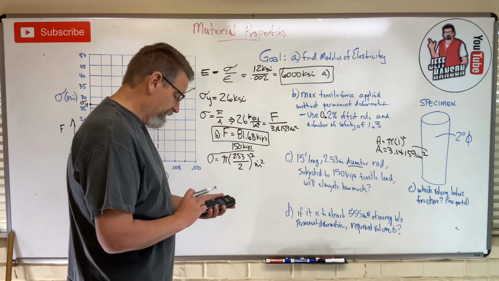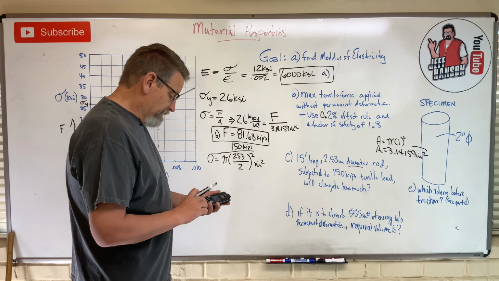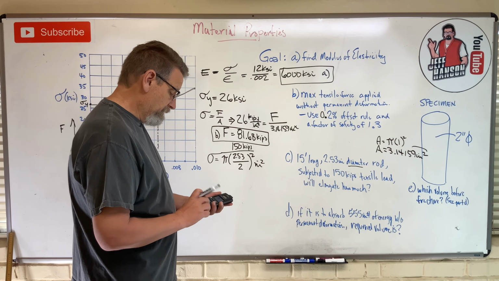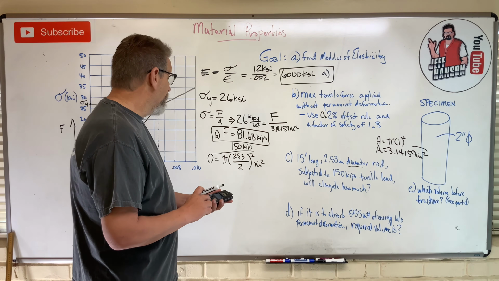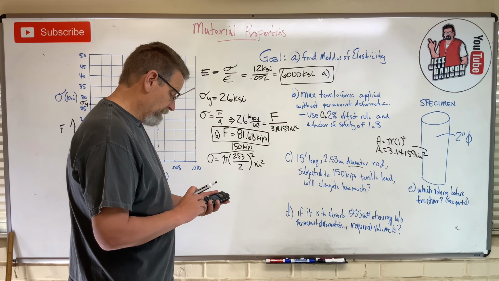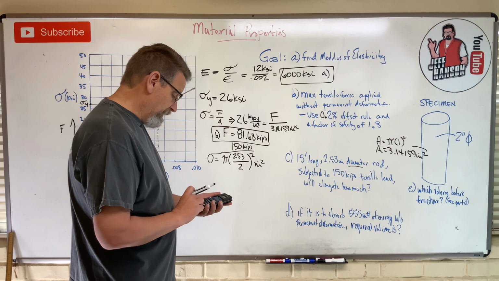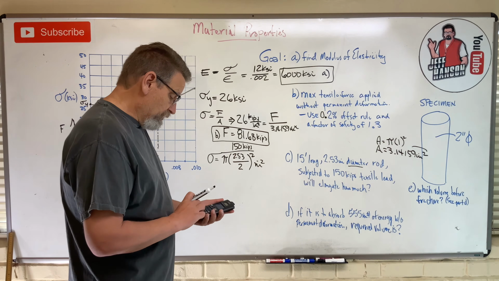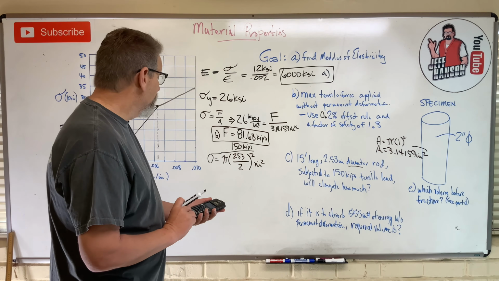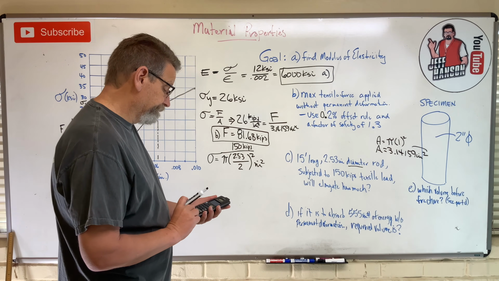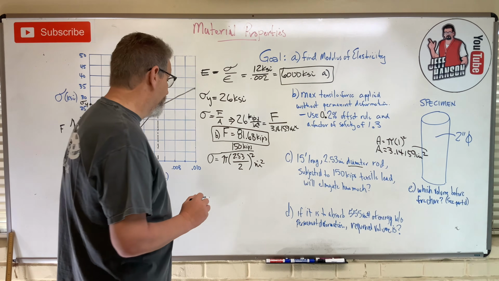So let's do that. Let's go 150 divided by pi divided by 2.53 divided by 2 parentheses squared equals 29.84.